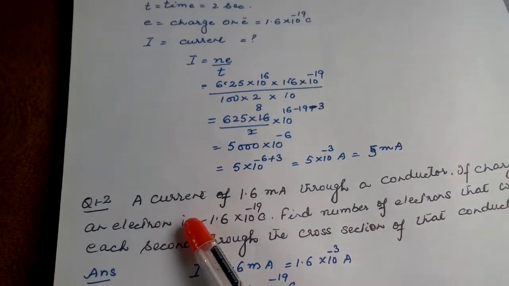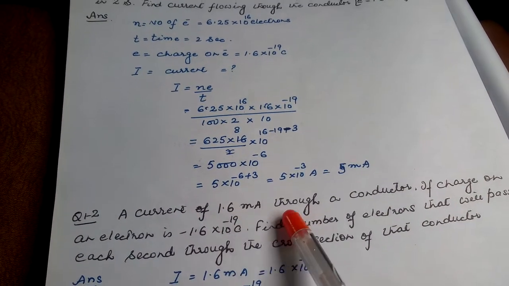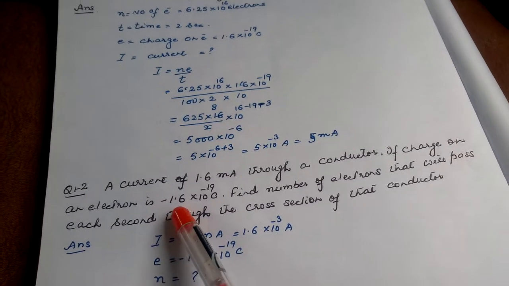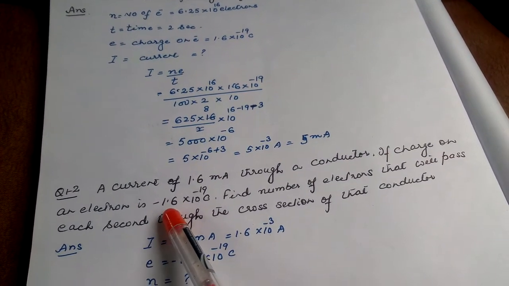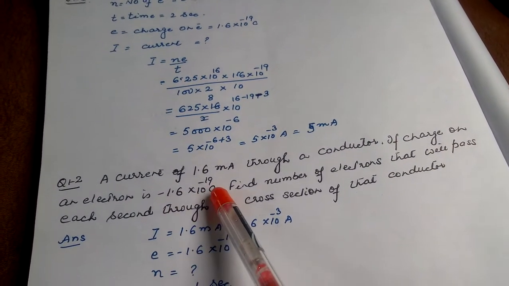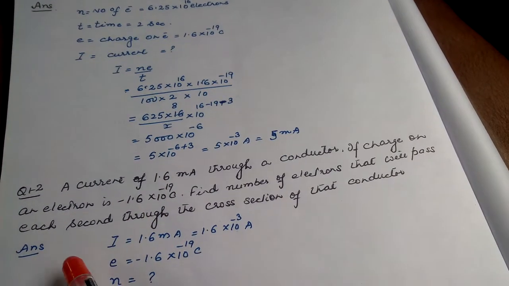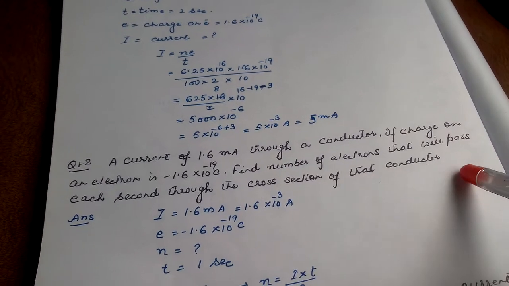Next question, same like this: a current of 1.6 milliampere flows through a conductor. If the charge on an electron is negative, 1.6 into 10 raised to power minus 19 coulomb, find the number of electrons that will pass each second through the cross section of that conductor.